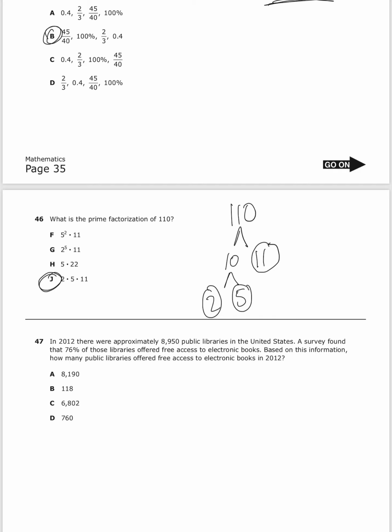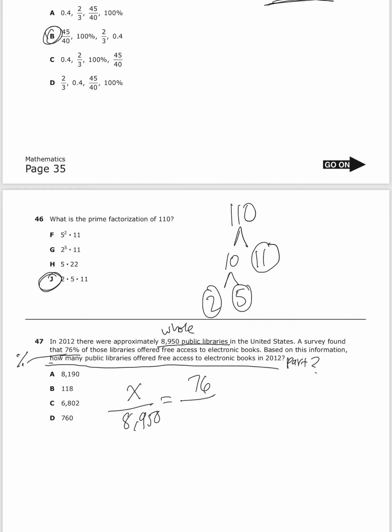Okay, number 47, in 2012, there are approximately 8,950 public libraries in the U.S. A survey found that 76% of those offered free access. Based on this information, how many public libraries offered free access? So we were given the whole, we were given the percent, but we were not given the part, which means X is going to be my part. The whole is 8,950. The percent is 76, and remember, percent is always out of 100.